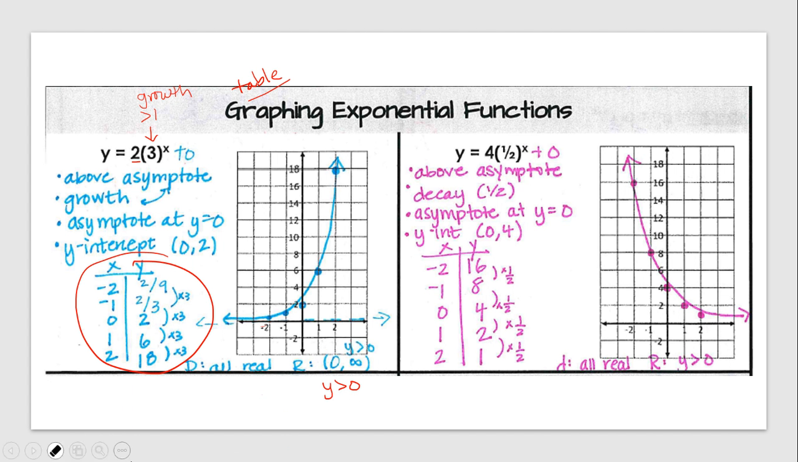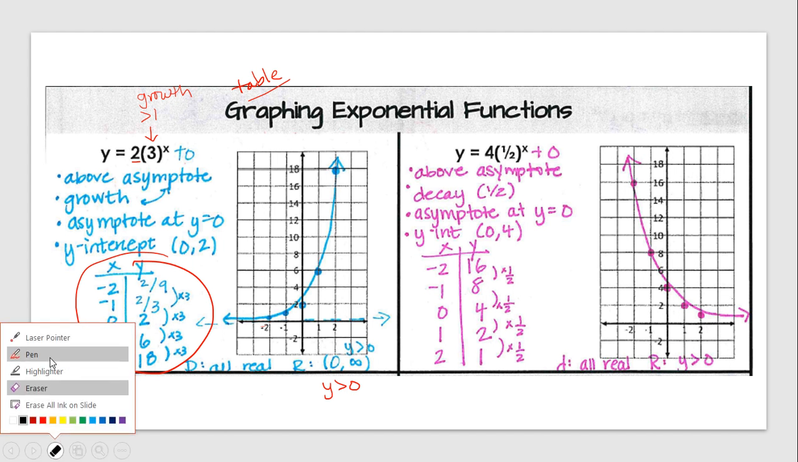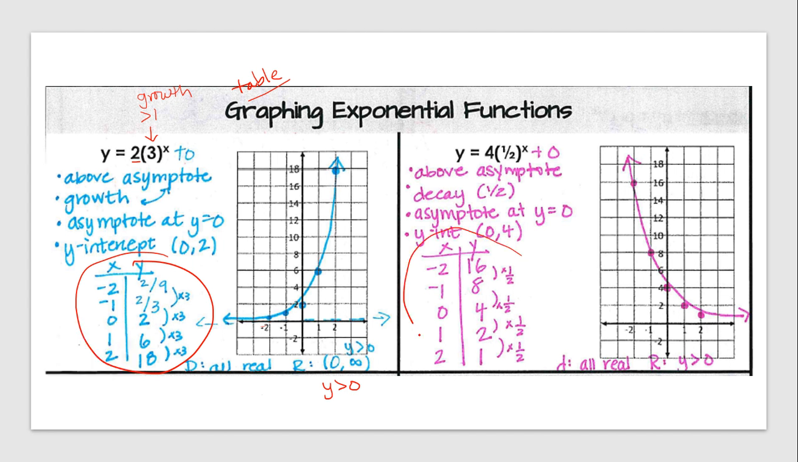They did the same thing over here. They made a table so that they could plot those points, but they also identified some of the characteristics. So we know it's above because I have a positive. I'm going to be decaying because my base value, that rate, is a fraction between 0 and 1. So notice my graph is decaying.